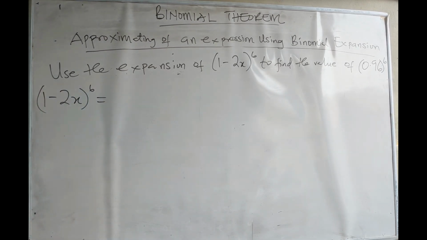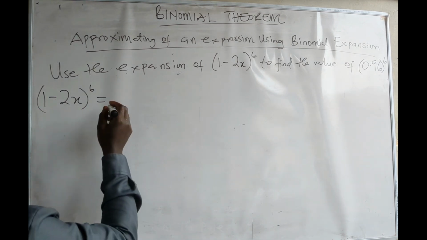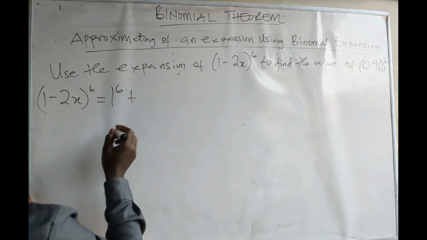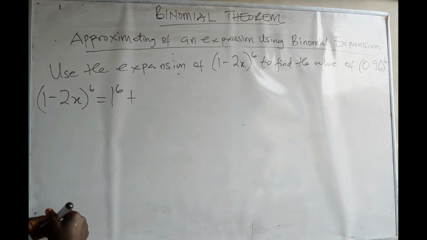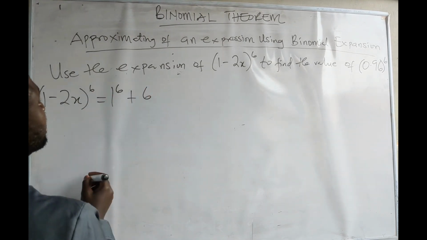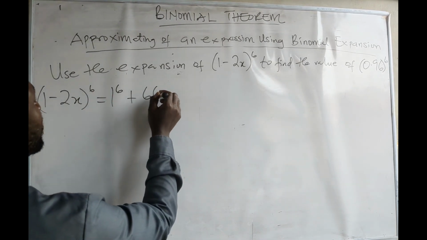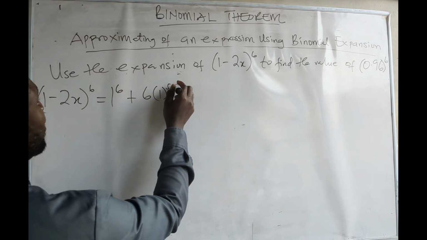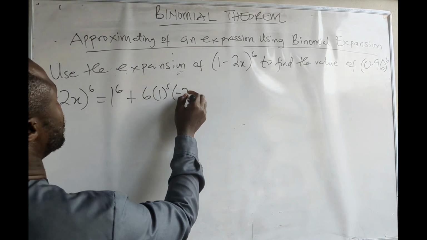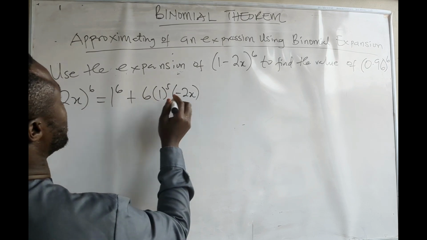I hope you have not forgotten our binomial expansion. We can begin with 1 exponent 6 as our first term. If you like, you can go by the combination method, the factorial method. Then we have 6 here, multiplied by 1 exponent 5, then negative 2x exponent 1.